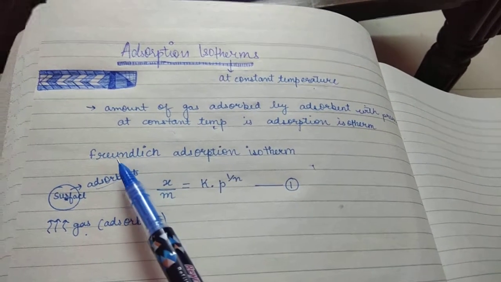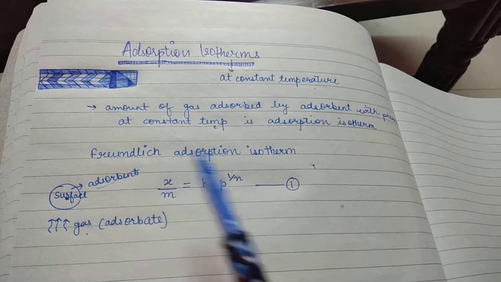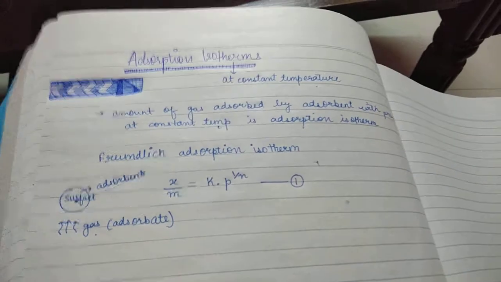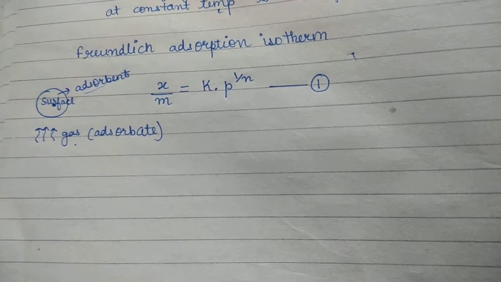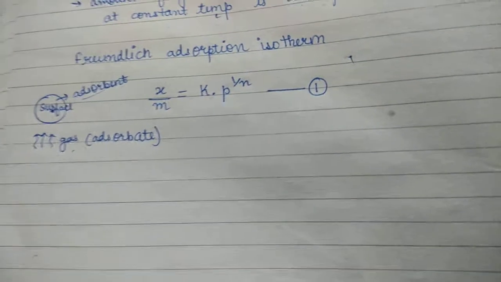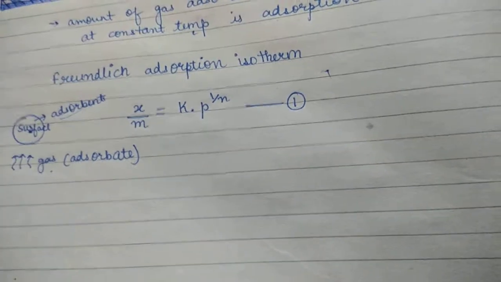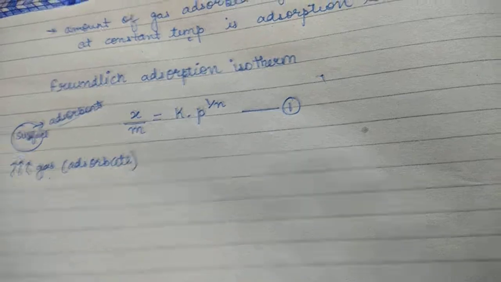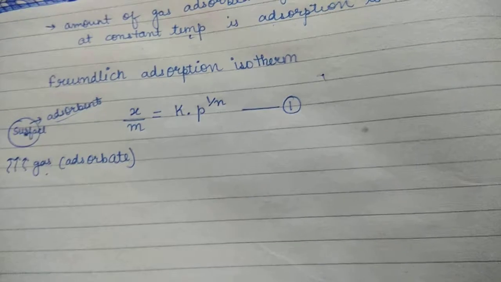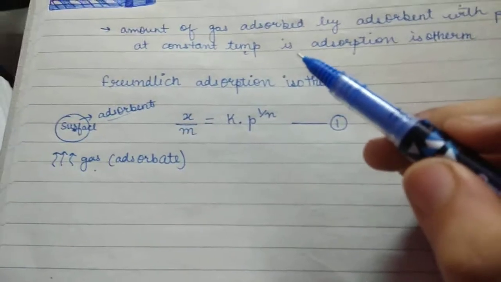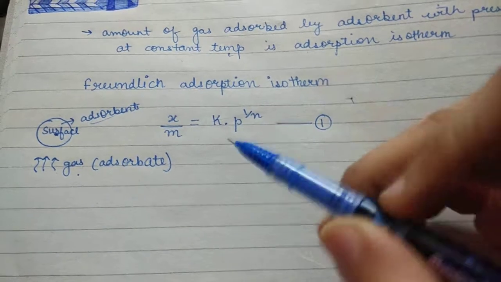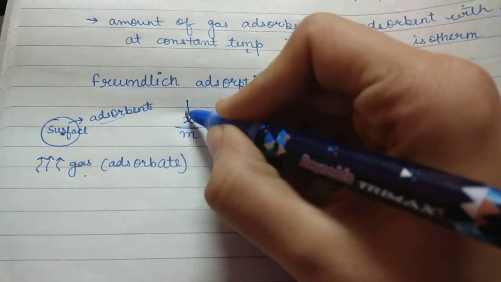Now what is the Freundlich adsorption isotherm? Freundlich was a scientist, and he gave a relationship that is given here: x upon m is equal to k p^(1/n). What is this relation? So here, first of all, what is x? x is the mass of adsorbate, of the gas that is adsorbed.